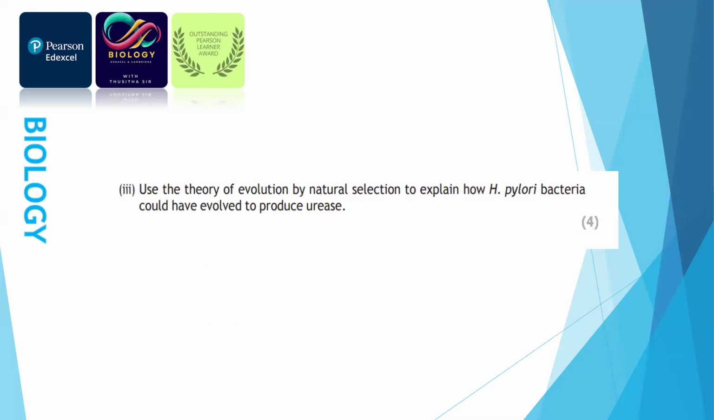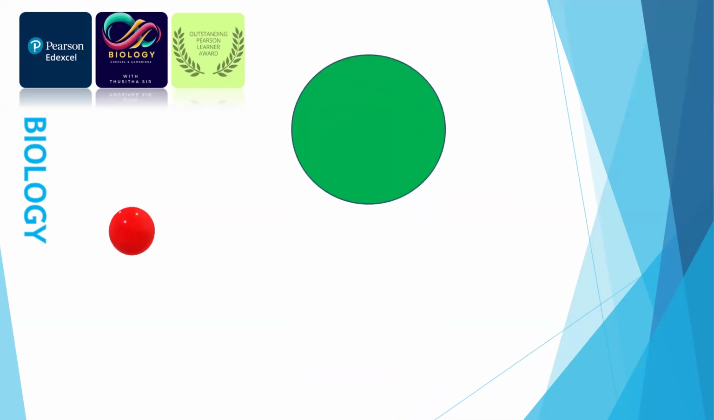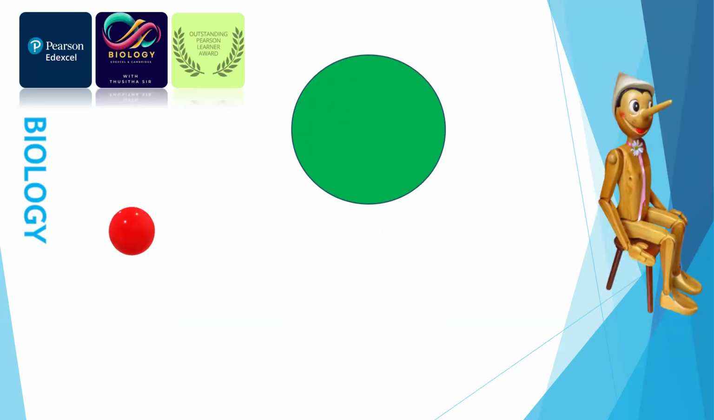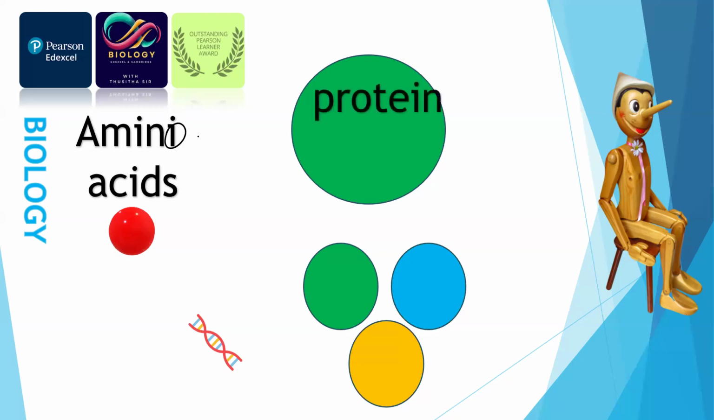Right, next one. Use the theory of evolution by natural selection to explain how H. pylori bacteria could have evolved to produce urease. Now I will explain this theory of evolution, natural selection, a little bit, because this question is frequently asked. Okay, let's take this. Consider the red sphere an amino acid. Amino acids make the proteins, and different proteins produce the organism. Different proteins are produced by the DNA molecules.